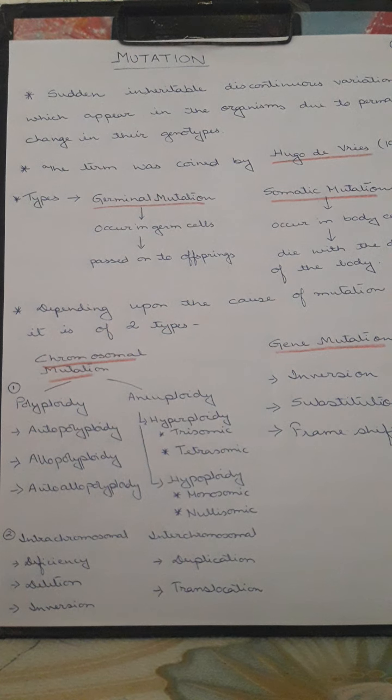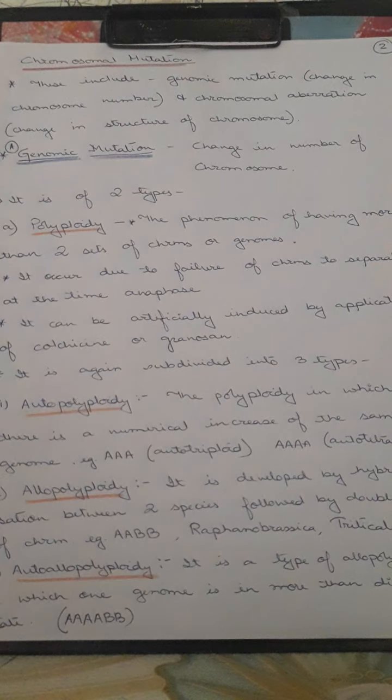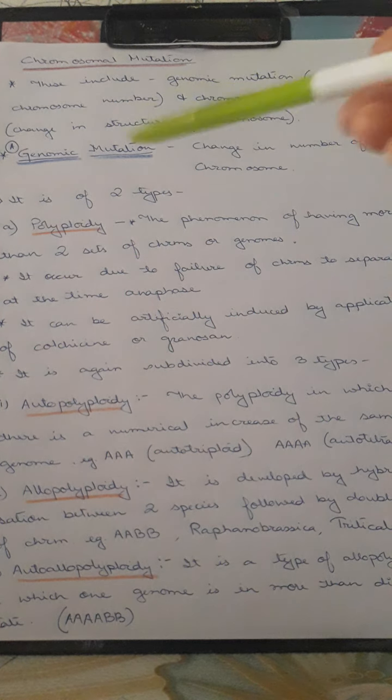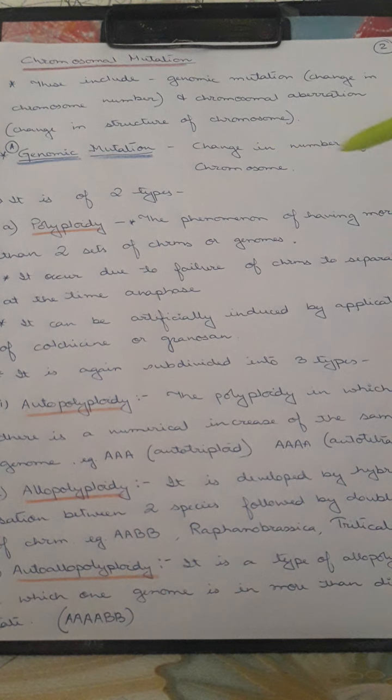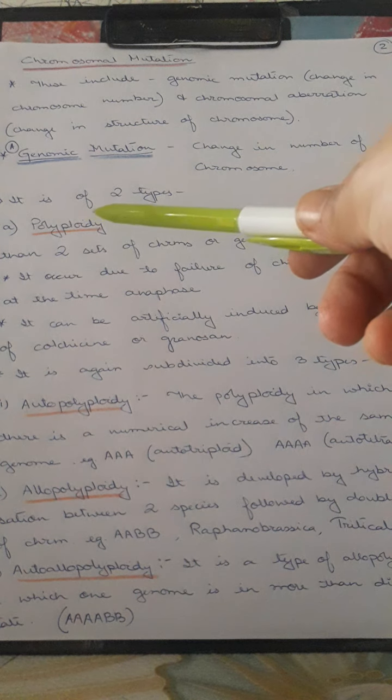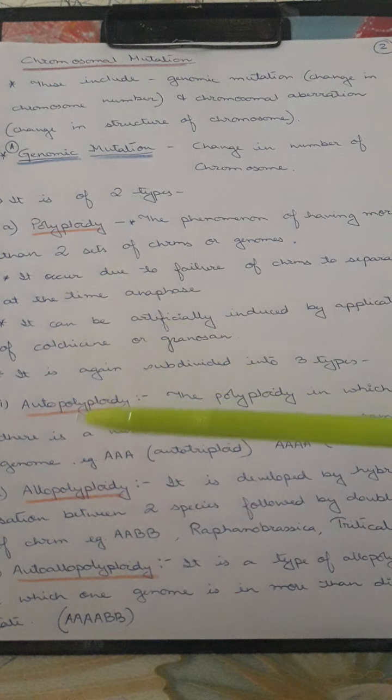Now let us discuss in detail the different types of mutation. First, the chromosomal mutation, that means the change in number and structure of chromosomes. Based on that, it is divided into two types: the genomic mutation, which involves the changes in number of chromosomes, and the chromosomal aberrations. Genomic mutation is again divided into polyploidy and aneuploidy.